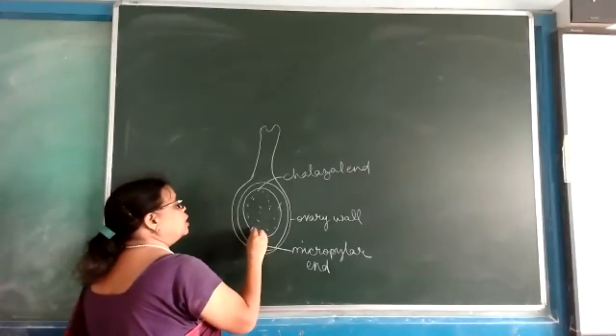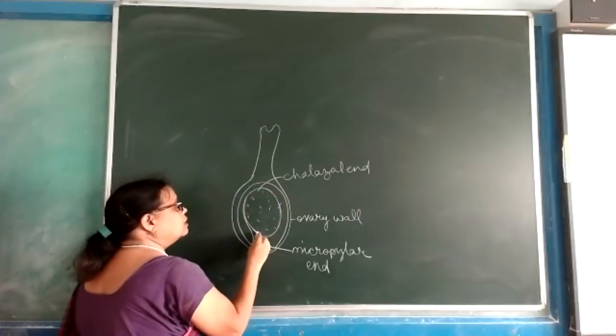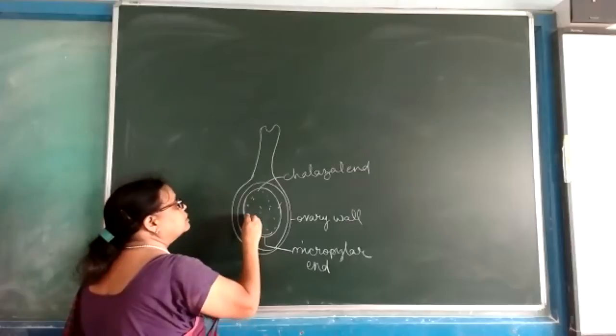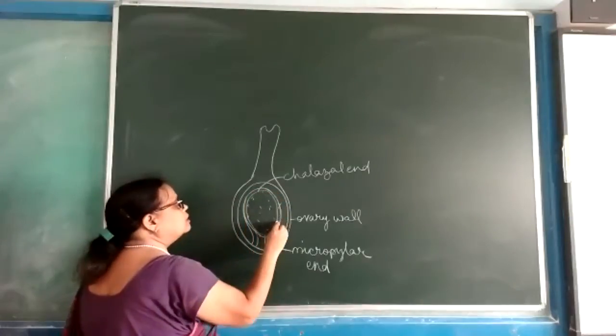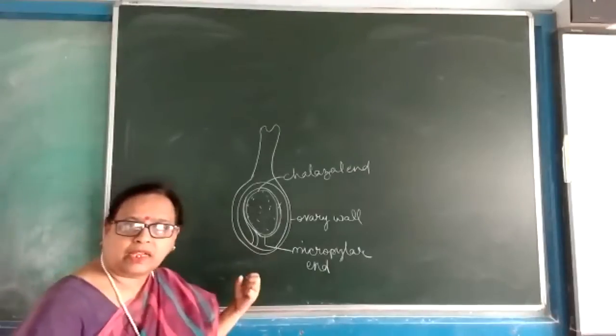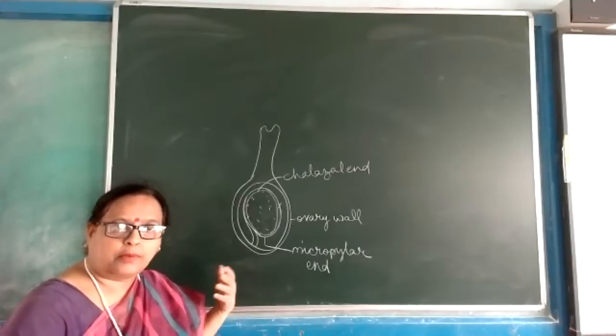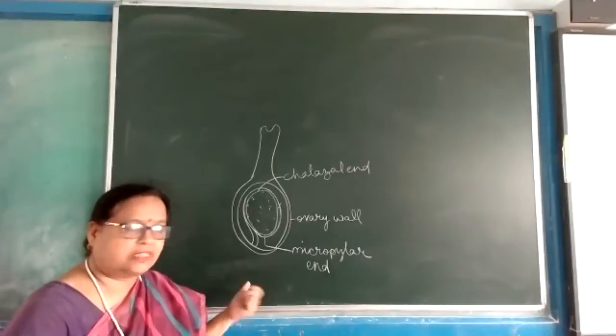There will be the outer layer, epidermis, and the inner layer, hypodermis. These layers will be made by cells, epidermal cells and hypodermal cells.